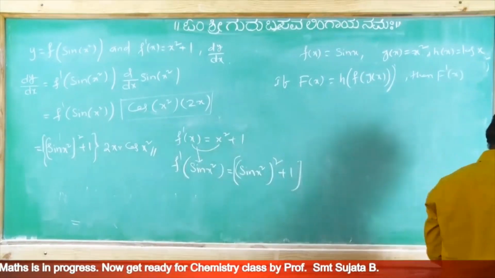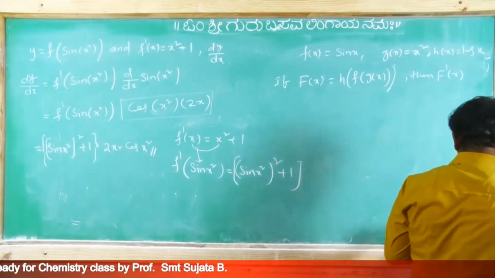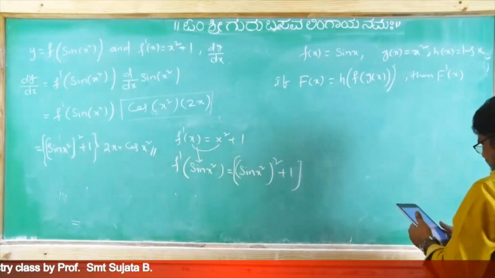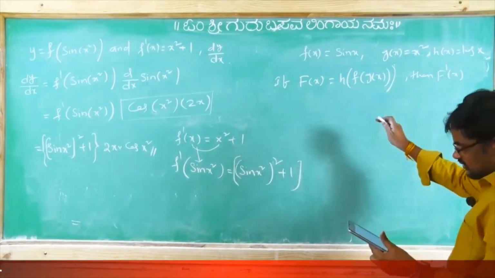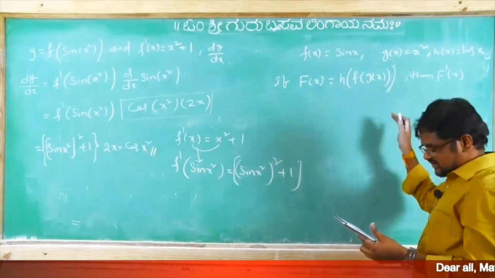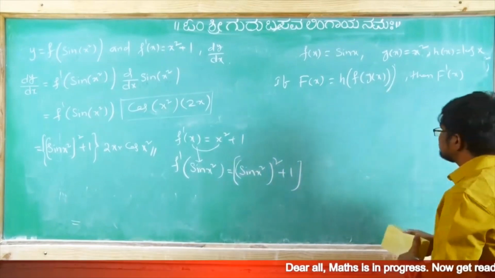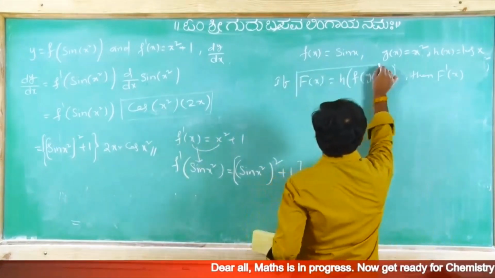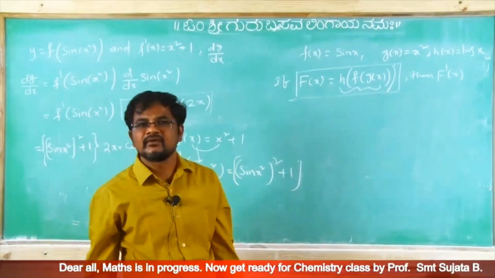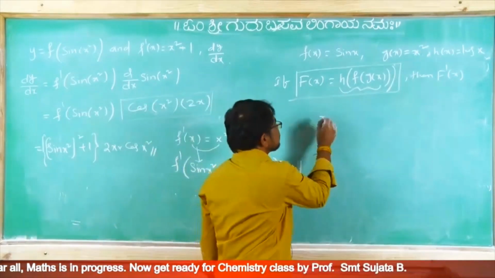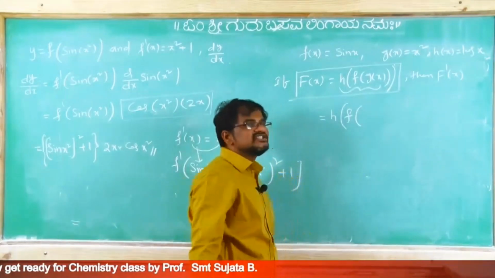So this is also an important problem, so listen carefully. What they have given: f of x equal to sin x, g of x equal to x square, h of x equal to log x, and capital F of x equal to h of f of g of x. Then find the differentiation of capital F of x. For finding the differentiation, first we have to identify this function. Now that is equal to h of f of g of x.